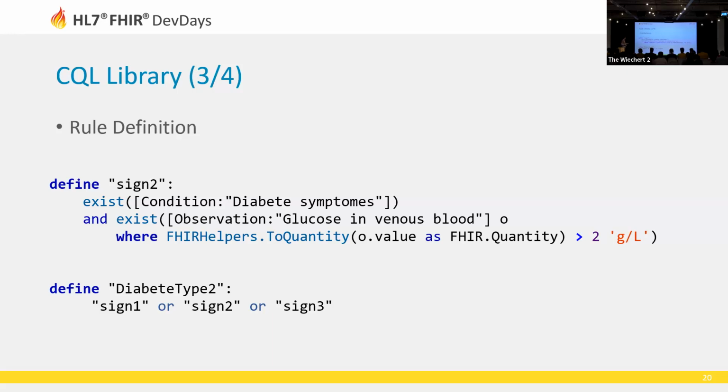system. So patient has diabetes symptoms. So you have this condition with the code included in the value set of all symptoms that we defined. And then you have an observation where the quantity is more than 2 gram per liter. And then you can define your final complex definition here, saying, as we saw, that it's either one of the three is sufficient to tell that the patient has diabetes.